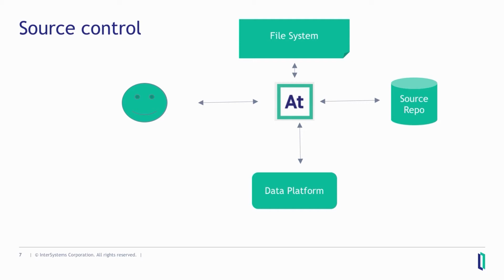Atelier works with the file system, the source control repository, and the data platform itself. So it integrates the interaction between those three entities, and you don't need to worry too much about having updated your source control repository or your file system or your data platform. But the main source of truth is always the file system. Atelier works directly with your file system files, and then once the time has come, it can push it into the source control repository, or it can push and pull into the data platform.